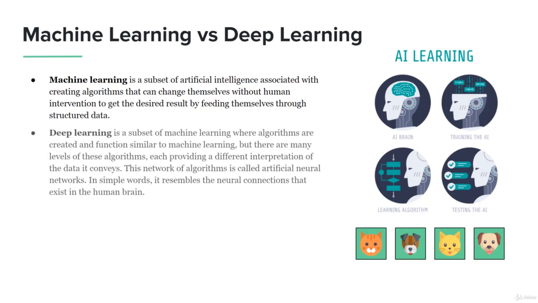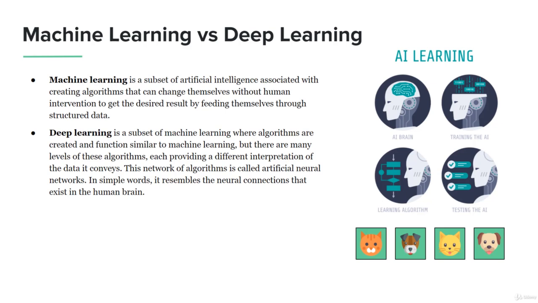So deep learning is a subset of machine learning where algorithms are created and function similar to machine learning, but there are many levels of these algorithms, each providing a different interpretation of the data it conveys. The network of algorithms is called an artificial neural network. And we're going to be working with neural networks in this course. And we're going to have a project as well that's going to be working with the neural networks, which is going to be exciting for you to get started with.